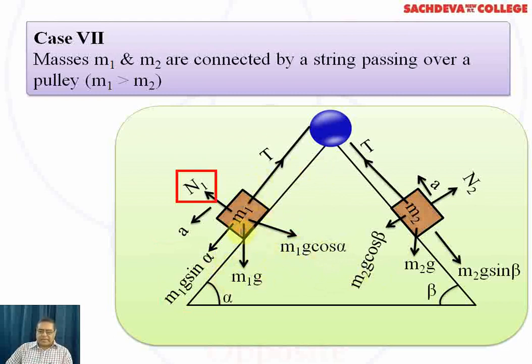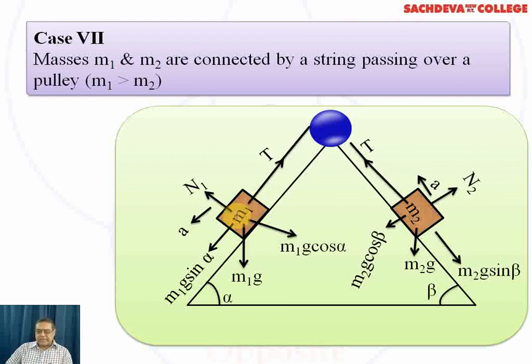Normal reaction is N, that is at 90 degrees to the surface, and M1G is the weight acting vertically down. M1G is resolved into two components. One component is M1G cos alpha and the other component is M1G sin alpha. Now, if we find that M1 is greater than M2, then M2 will start moving up and M1 will start coming down. So again, the principle of the pulley is being applied, which I have explained earlier.